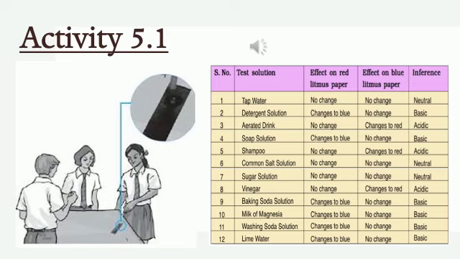So this is the table, which shows that many solutions are acidic as well as basic and few are neutral. So acidic means pH level should be below 7. Okay. If the pH level is at 7, that means neutral. Above 7, it is basic. So this is a concept about acidic and basic in few solutions.